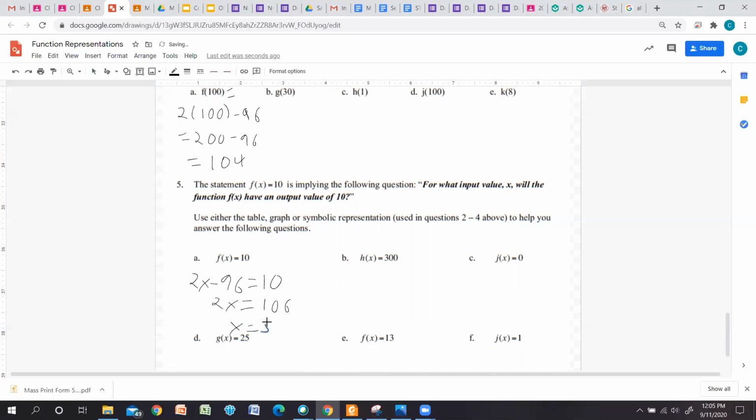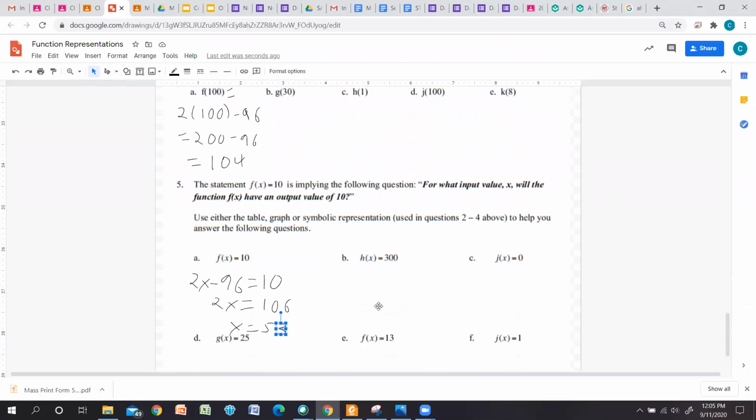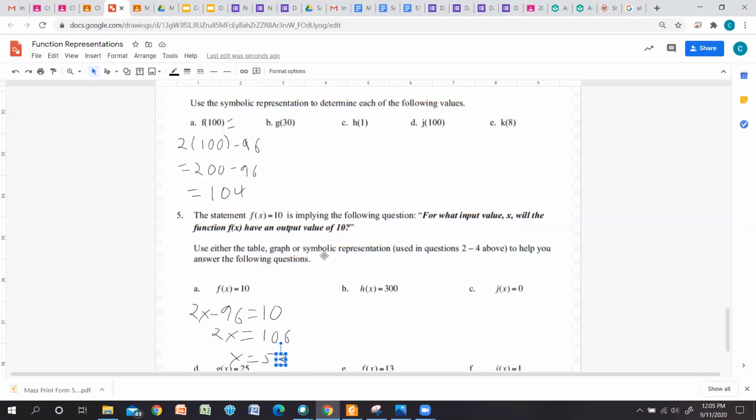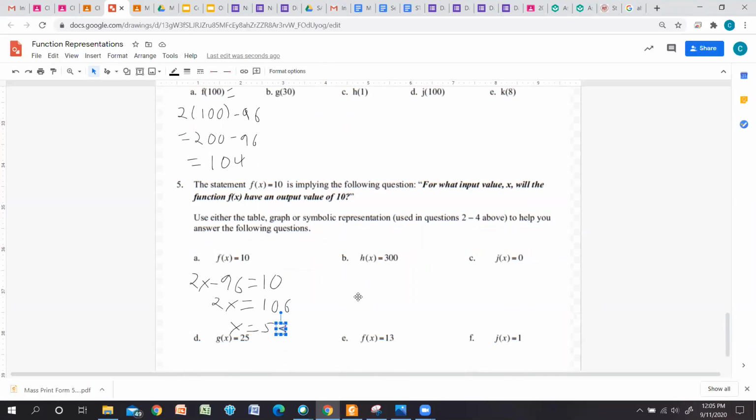So all of this is figuring out what's the correct function to use. If you use the table or graph to figure it out, just please state that you use the table. Don't just list the answer. Just say, I got the answer from the table. If you use the symbolic representation, it should be obvious from your work. But again, for any of these, you can use the table or the graph. Just please list which one you use.